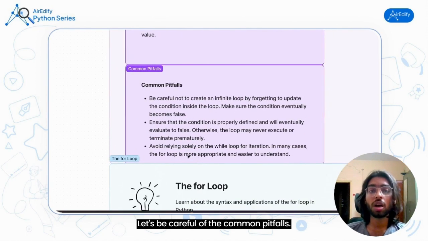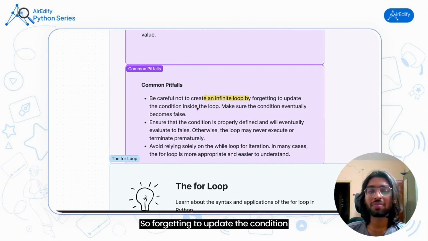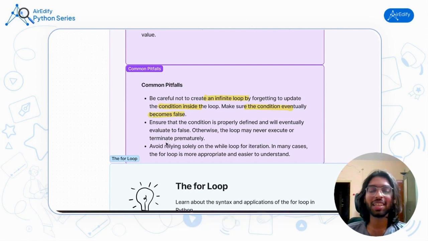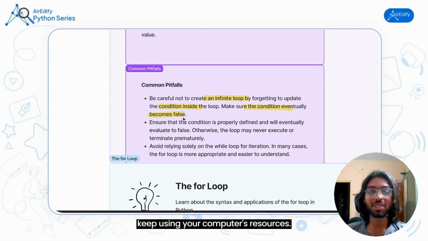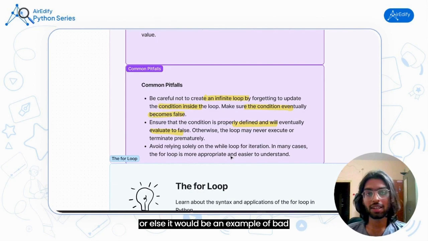Let's be careful of the common pitfalls. Let's not try to create an infinite loop. So, forgetting to update the condition inside the loop, make sure the condition eventually becomes false, or else it will be running infinitely and keep using your computer's resources. Also, ensure that the condition is properly defined and eventually evaluates to false. You'll have to avoid these common pitfalls, or else it would be an example of bad looping.